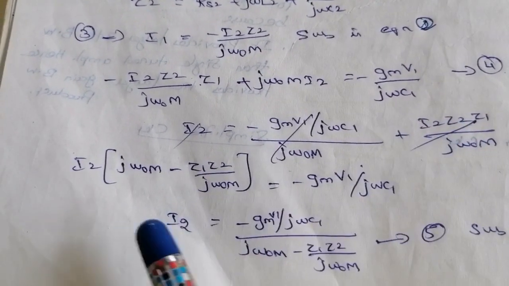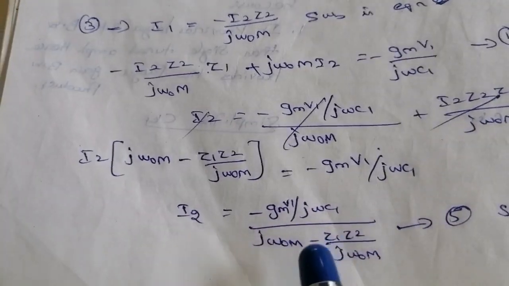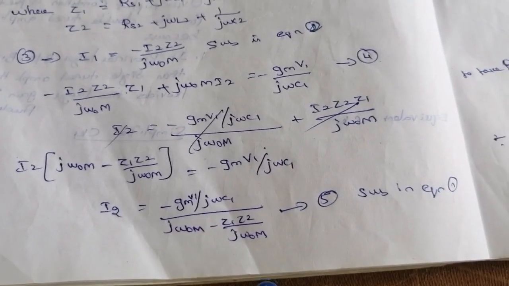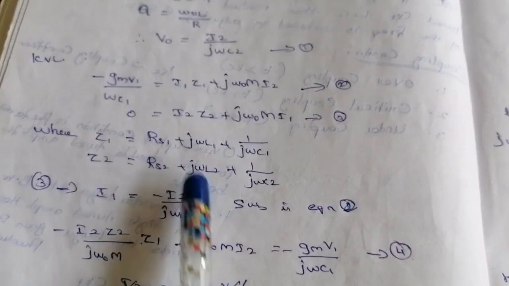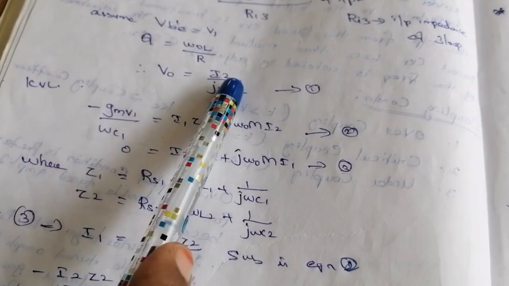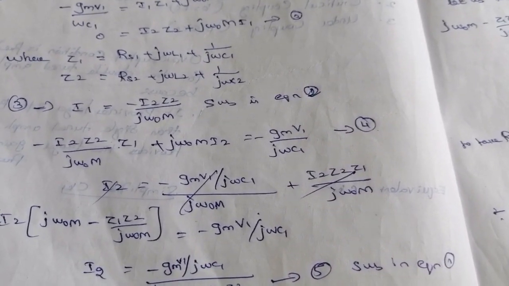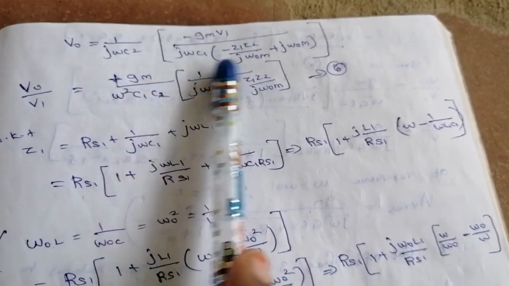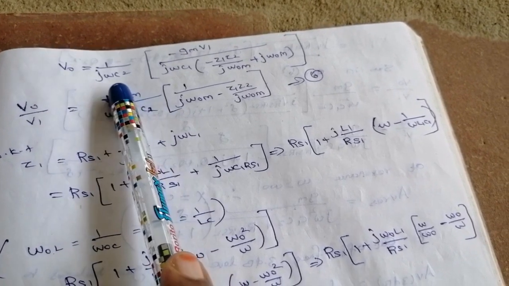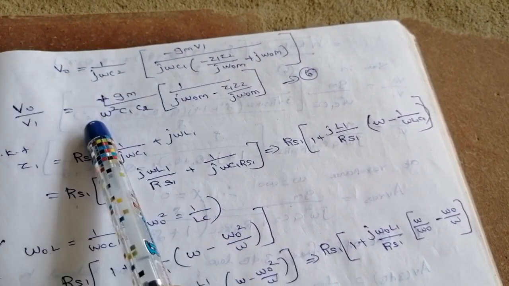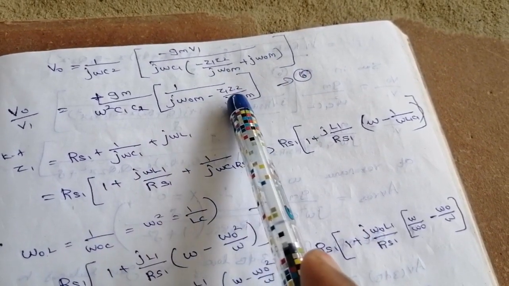After simplification we get I2 equal to minus GmV1 divided by j omega C1, divided by j omega naught M minus Z1 Z2 by j omega naught M. So this is equation number 5. Now substitute this equation into 1. Equation 1 is this one, V0. For I2 we substitute this value in equation 1, and we get V0 by V1 equals Gm by omega, j squared equals minus, minus into minus, plus omega squared into C1 C2. Applying LCM, we get j omega naught M minus Z1 Z2 by j omega naught M.